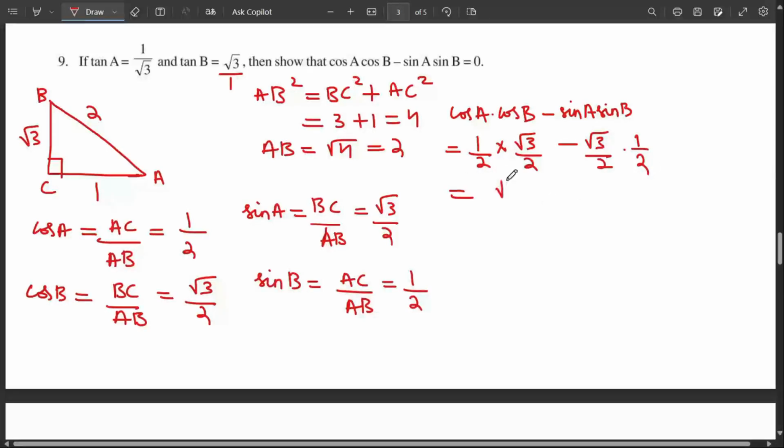So 1 into root 3 is nothing but root 3. 2 into 2 is equal to 4. Once again, square root of 3 into 1 is nothing but square root of 3. 2 into 2 is equal to 4. So square root of 3 by 4 minus square root of 3 by 4 is equal to 0. So we have proved that cos A into cos B minus sin A into sin B is equal to 0 when tan A is equal to 1 by root 3 and tan B is equal to square root of 3.